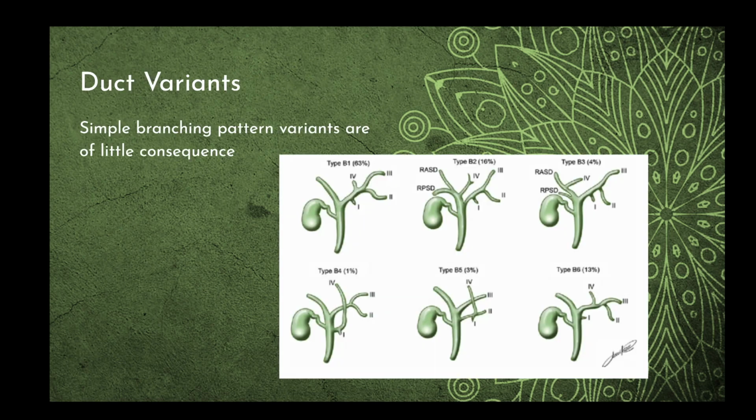As far as the ducts go, we'll talk a lot more about this when we get into abdomen 2 and we start going through pathology. The more severe ductal variants are going to cause quite a bit of pathology for the patient, so I left it more for that chapter.